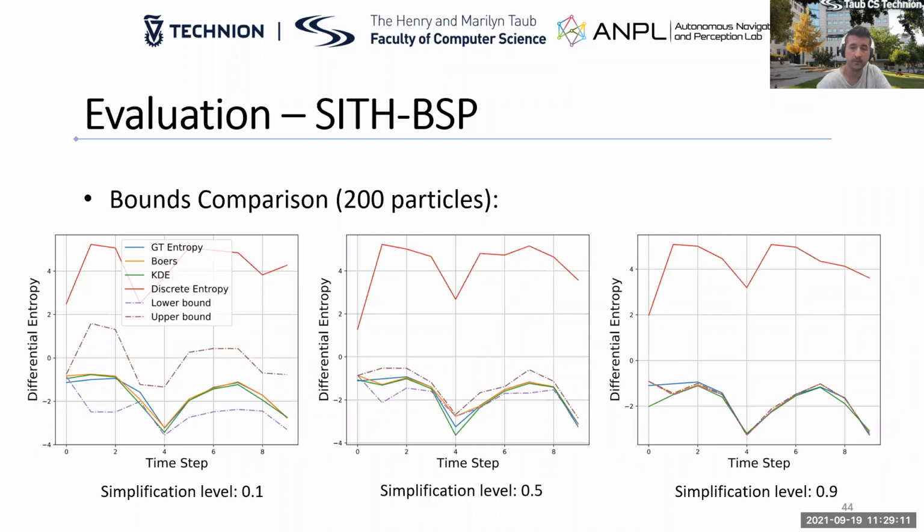Here, we see results acquired using 200 particles, and the graphs left to right use simplification levels 0.1, 0.5, and 0.9, which means the simplified belief is represented by 10, 50, and 90% of the particles out of the original belief. So for example, with 0.5, when we have 200 particles, that corresponds to 100 particles, 50% representing the simplified belief. Note how, when the simplification level rises left to right, the bounds are converging.